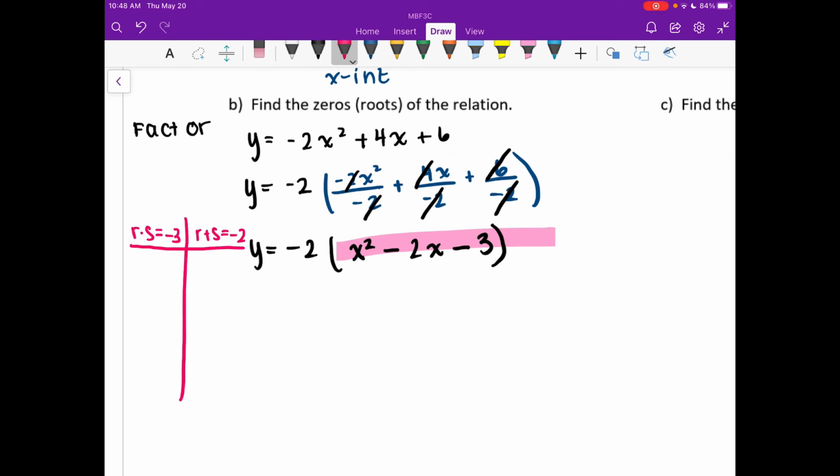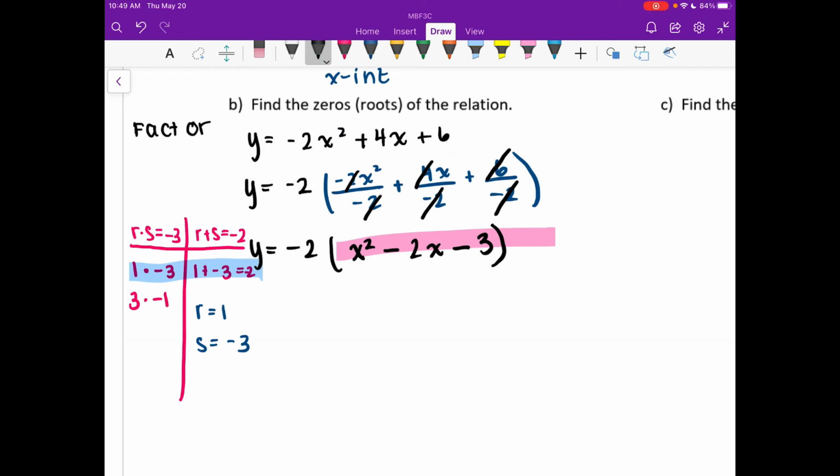Right, and if I know that one is negative and one is positive, it means that I'm going to have a positive and a negative. So let's think about it. I can do 1 times negative 3. I can do 3 times negative 1, right? And those are the only 2 options I really have. So let's do this together. If I have 1 plus negative 3, I get negative 2. I don't need to go any further. I got my answer. So my R and S values must be R equals 1, S equals negative 3, right?